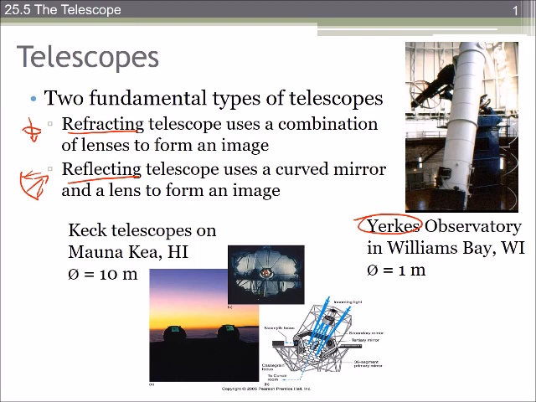The largest optical wavelength telescope that uses reflection is in Hawaii. It's got a 10-meter diameter, whereas the Yerkes Observatory only has a 1-meter diameter. In the next section, we're going to talk about why size matters. The diameter really matters for how much you're able to see and how much you're able to resolve from the telescope. So here are pictures in Hawaii of the telescopes there.